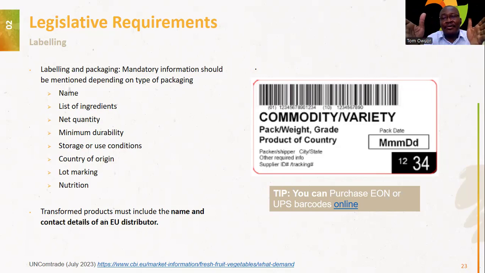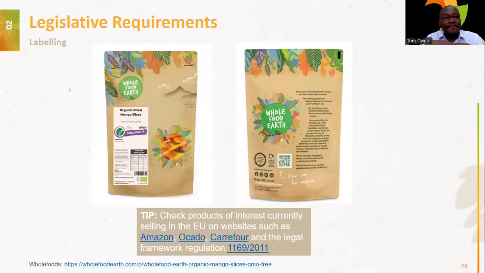If you can see the barcode to the right of my screen, that then also summarizes. So much as it's actually written here, the barcode also summarizes some of this information. If you scan it, you will actually be able to get a lot of information about the product we're talking about. So that's about the legislative requirements, also in terms of labeling.